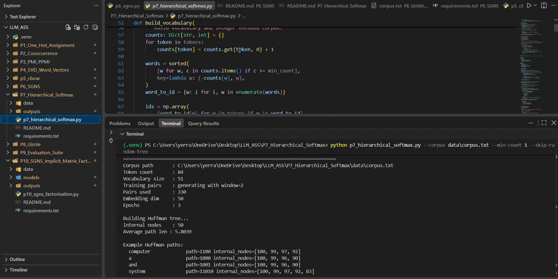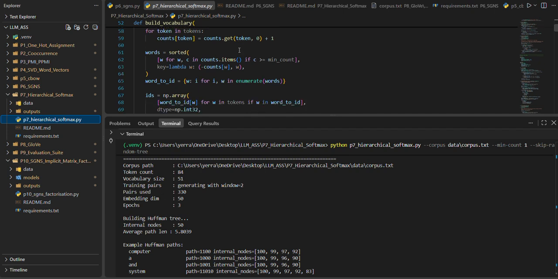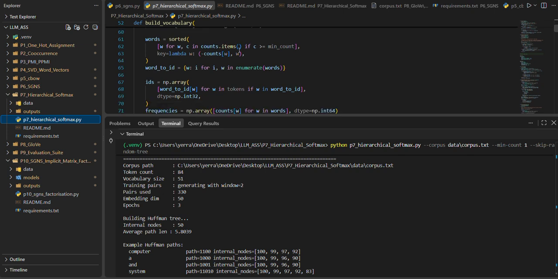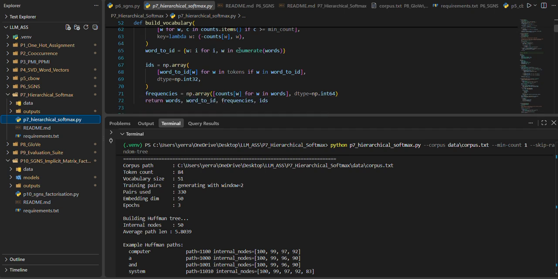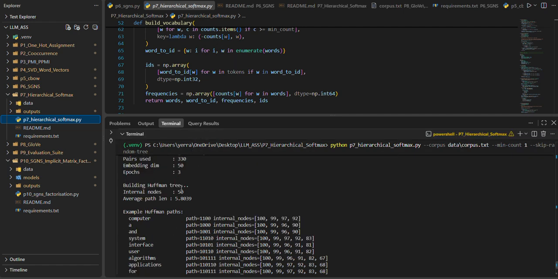Probability validity check. For a randomly selected context vector, the probabilities of all vocabulary words are calculated through the Huffman tree. The following condition is verified: sigma over w of P of w given VC is equal to 1. The difference from 1 is reported using a numerical tolerance. This confirms that hierarchical softmax represents a valid probability distribution over the vocabulary.